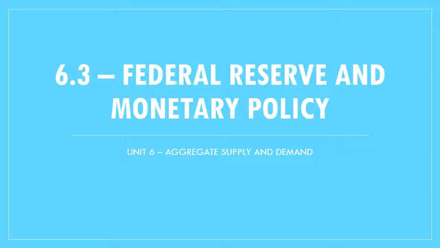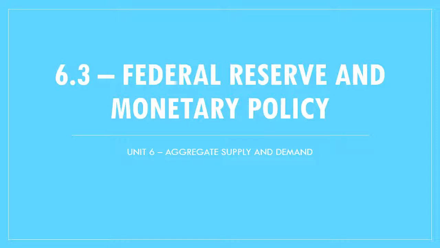So finally in 6.3 here, we have the Federal Reserve and monetary policy. If you remember back in 6.1, we talked about what happens if we're outside of our long-run equilibrium. Well, we said that sometimes the government steps in to do something about it. In 6.2, we saw how fiscal policy, those actions of the government, can do something about being outside of our long-run equilibrium and move us back to that point.